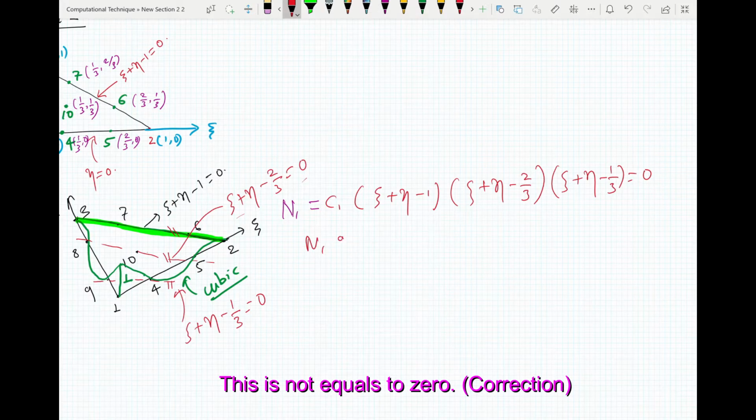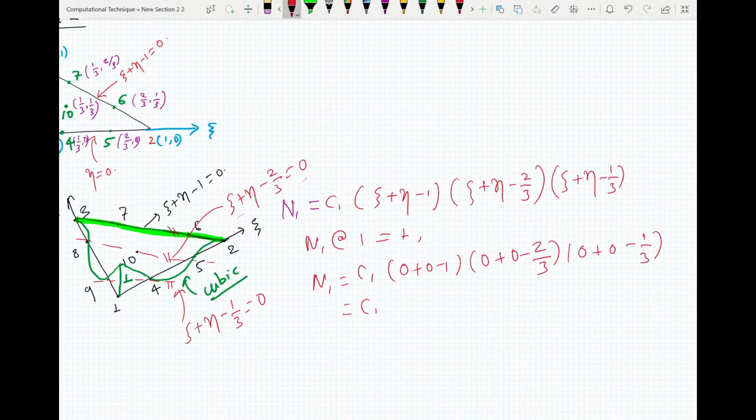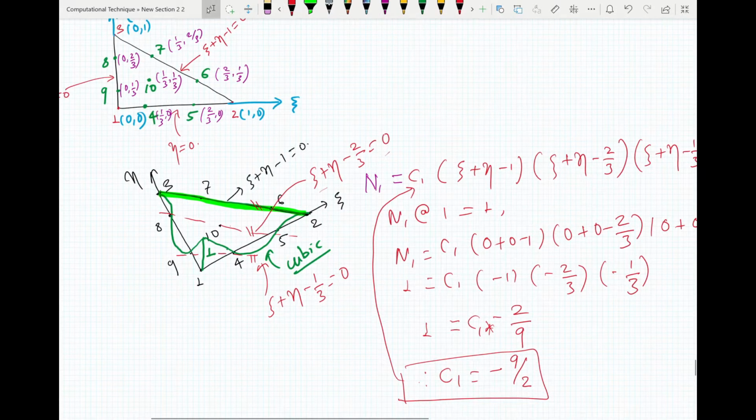Now n1 at node 1 should be equal to 1. So n1 equals c1. Now for 1 it is 0, 0. So it will be 0 plus 0 minus 1, 0 plus 0 minus 2 by 3, and 0 plus 0 minus 1 by 3. Now what do you get? Minus 1, minus 2 by 3, minus 1 by 3. Therefore c1 will be equal to minus 9 by 2. And then you can substitute this one back here and you can get your n1. And similarly you can get your n2 and n3.